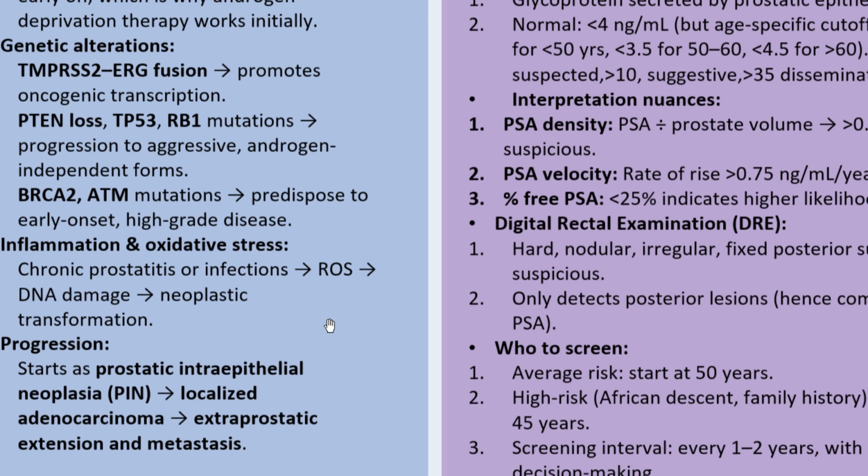So when you look at other environmental factors and other things like inflammation and oxidative stress, whenever you have a chronic prostatitis or we are having infections, there's going to be release of reactive oxygen species which cause DNA damage. When DNA is damaged, we have neoplastic transformation.